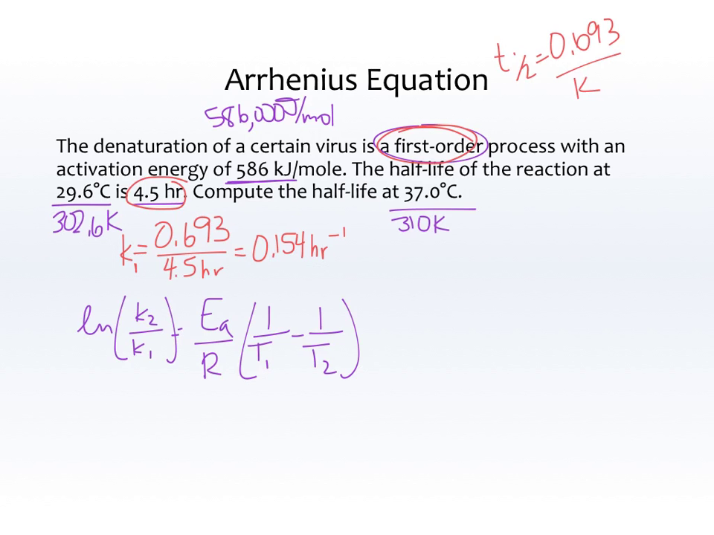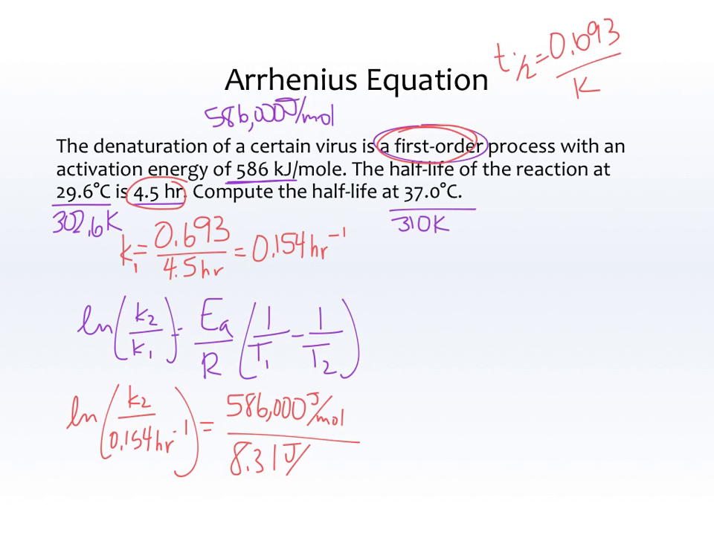And now I'm just going to plug into this formula. ln of K2 over K1, 0.154 per hour, is equal to EA, that's the 586,000 joules per mole, divided by R, that's the 8.31 joules per K mole, times 1 over T1, that's the 302.6 Kelvin, minus 1 over T2, that's 310 Kelvin.